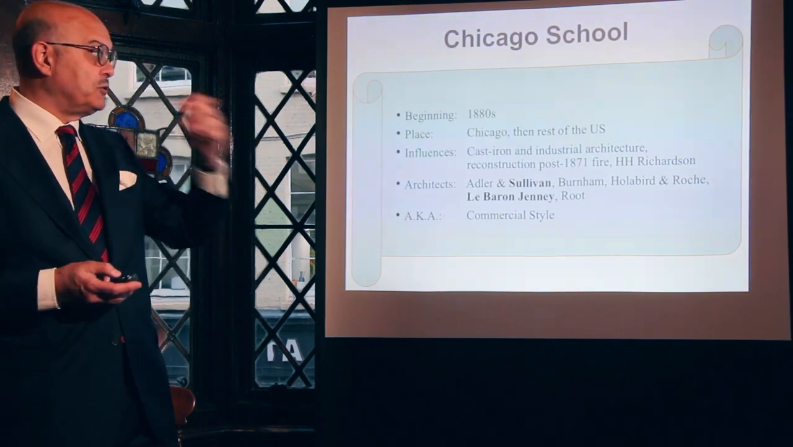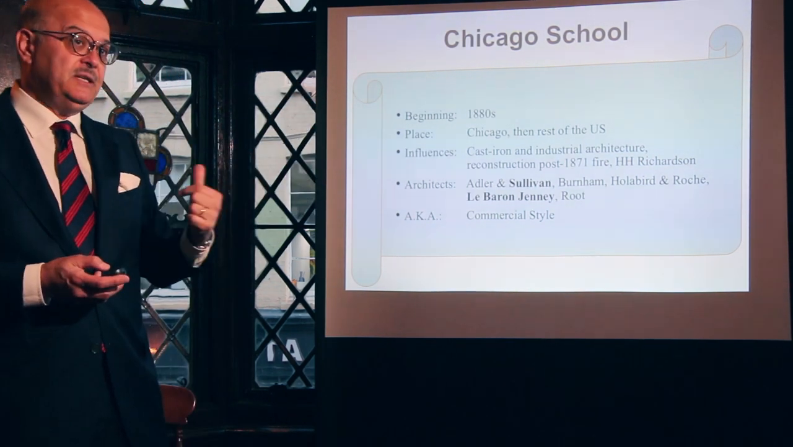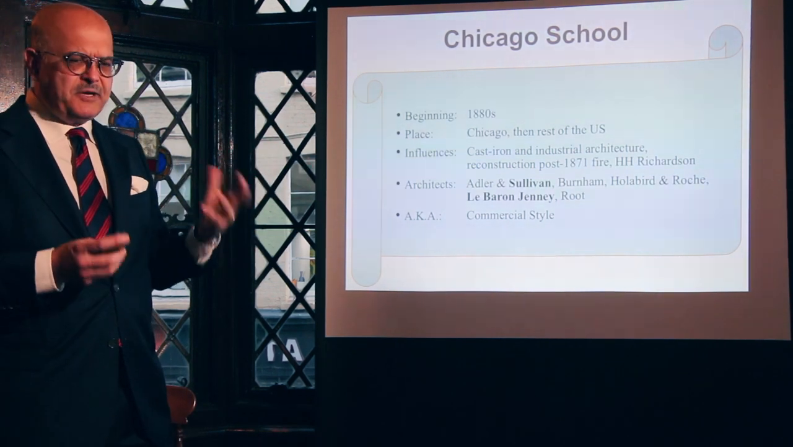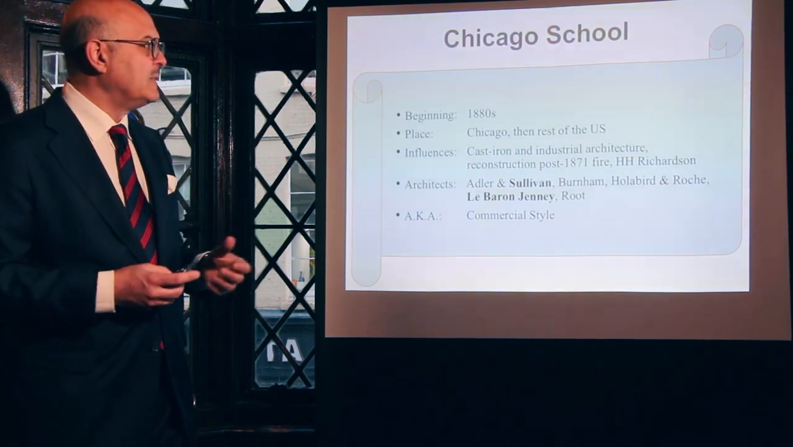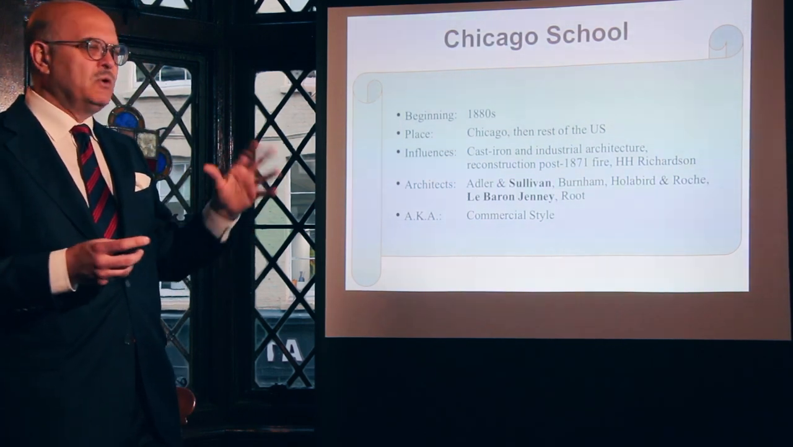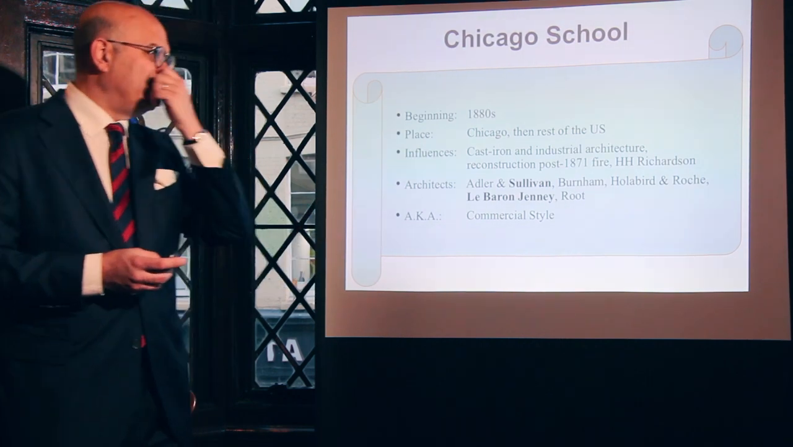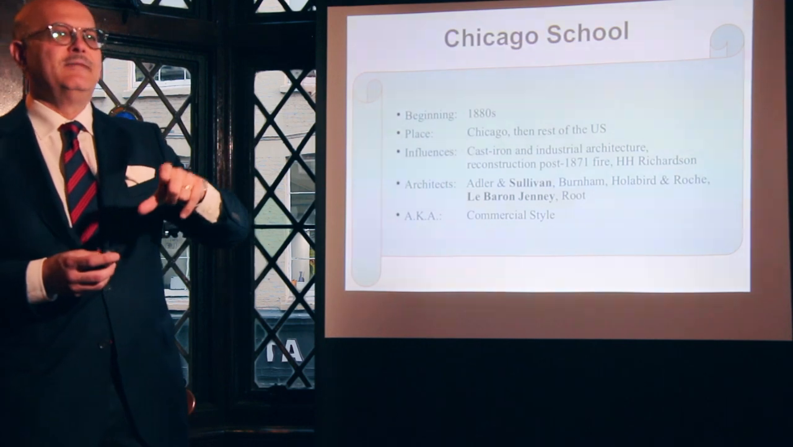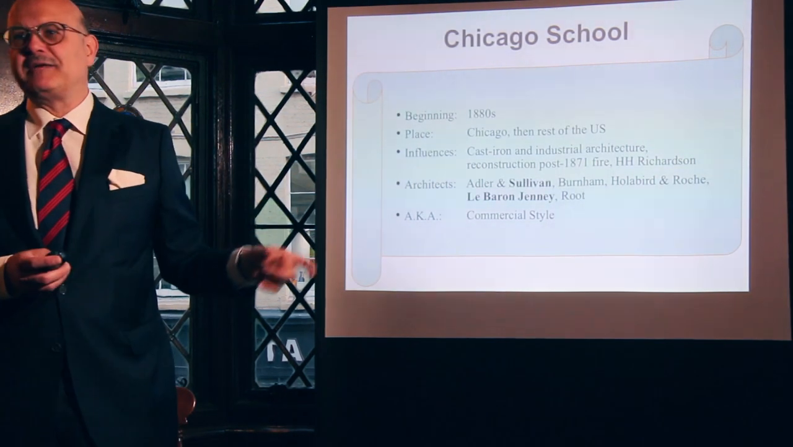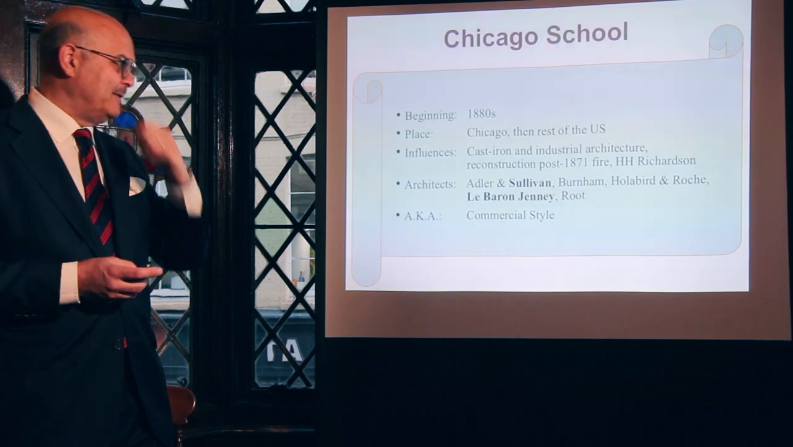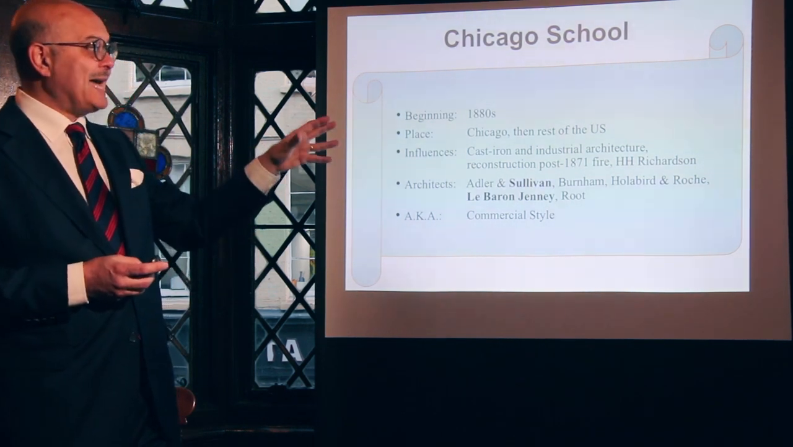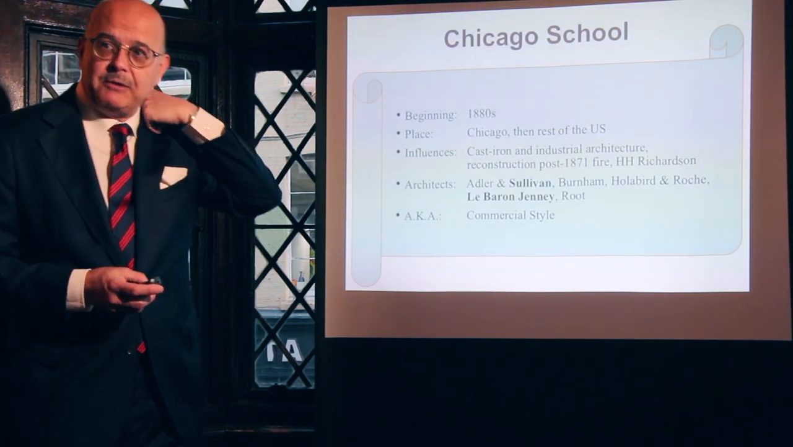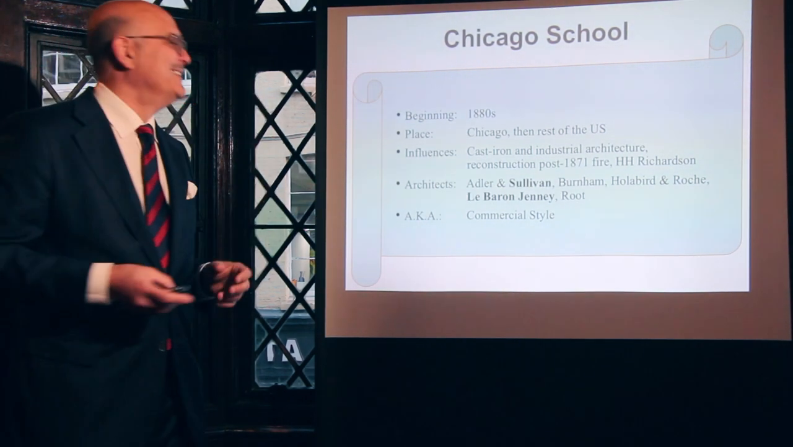And so here we got the Chicago School, which again goes back to the 1880s, so it slightly precedes Art Nouveau. It started in Chicago, a very industrial, very new, very raw town. It then moved to the rest of the US, but really mostly stayed in the Midwest. There's very little of this kind of school in New York. And where architects of the Chicago School built in New York, they built in a much more traditional style, because otherwise they wouldn't have gotten the brief. Influenced by cast iron and industrial architecture, also by the fact that in 1871, Chicago burnt to the ground, and they needed to build up things quickly.